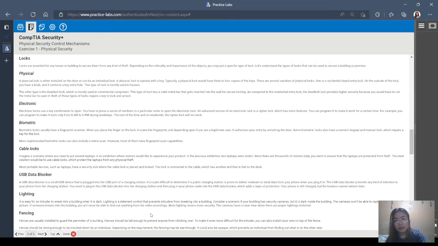Electronic locks use a key combination to open. You have to press a series of numbers in a particular order to open an electronic lock. An advanced version of an electronic lock is a cipher lock, which has more features. You can program it to make it work for a certain time. For example, you can program it to work only from 8 a.m. to 6 p.m. during weekdays. The rest of the time and on weekends, the cipher lock will not work.